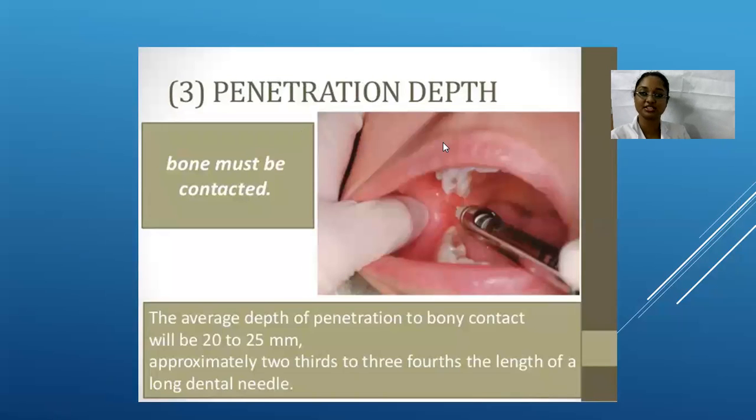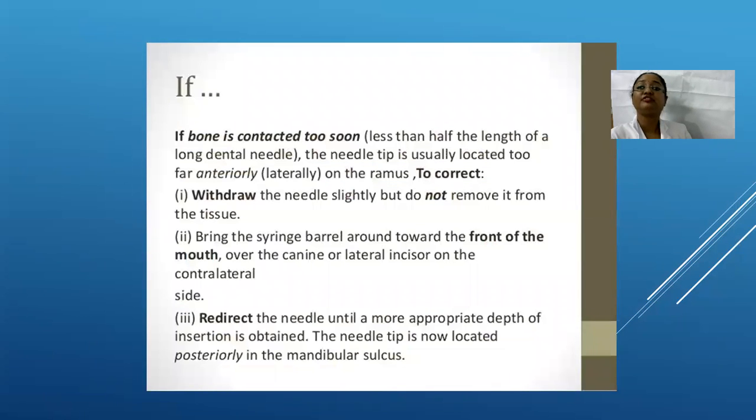Then coming to the penetration depth, the bone must be contacted, and the average depth of penetration is about 20 to 25 millimeters, approximately 2/3 to 3/4 of the length of the long needle. If bone contact is too soon, withdraw the needle, bring the syringe barrel towards the front of the mouth, and redirect the needle until a more appropriate depth of insertion is obtained.